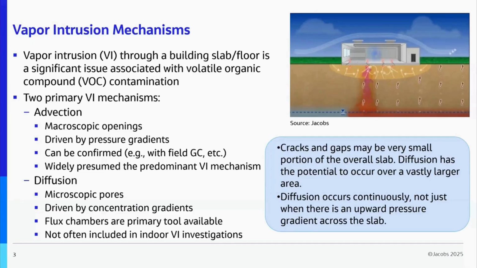But there is another pathway, which is diffusion through the microscopic pores of the slab. That, as Andrew alluded to as well, is driven by concentration gradient, not pressure. So even though it may not be as rapid as advection through a crack, it does happen over the full bulk of a large slab, and it also happens potentially 24/7 and 365 days a year because the concentration gradient usually doesn't stop like a pressure gradient might.